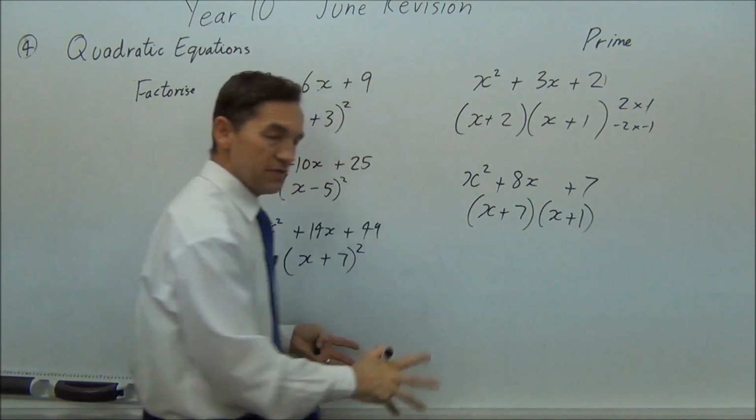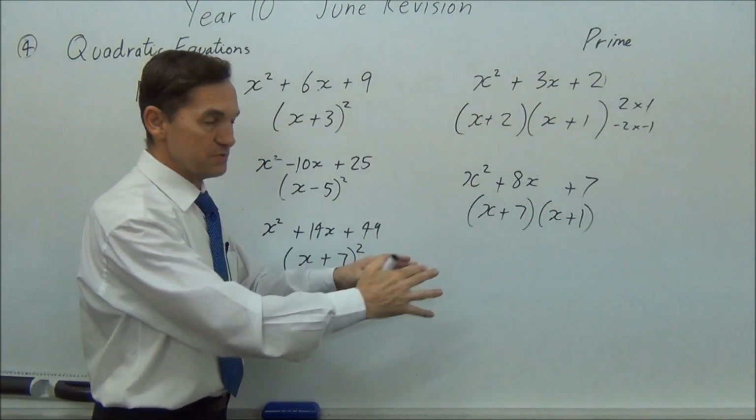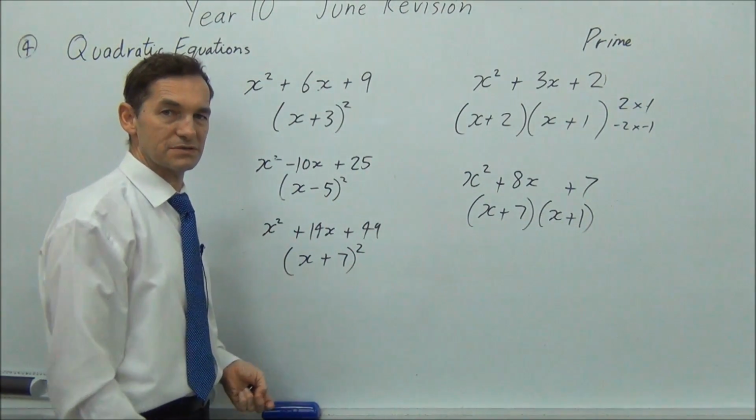Doesn't matter which way you write those around. You could have x plus 1, then x plus 7. No difference, still 4 marks.